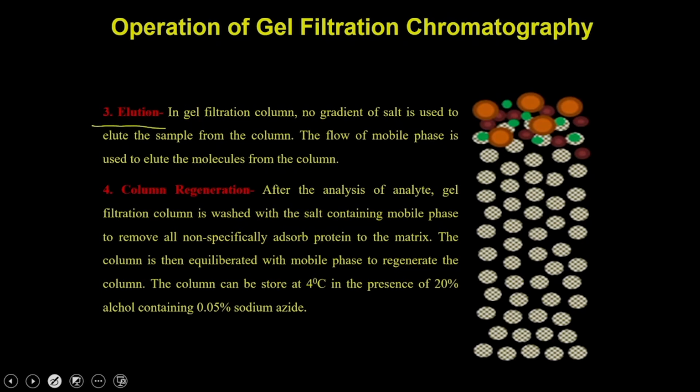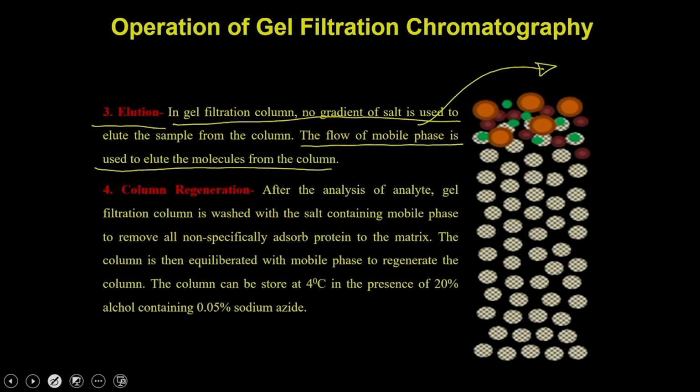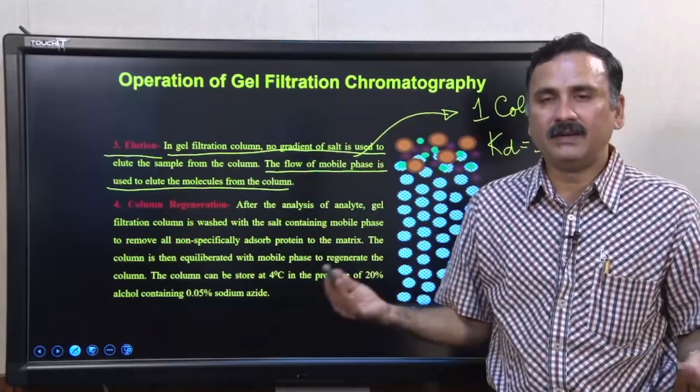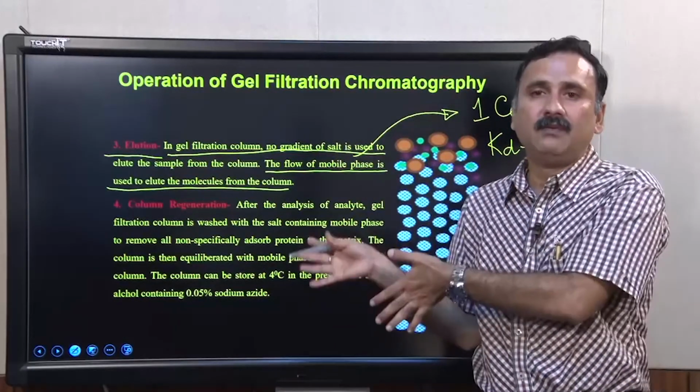Elution. There is no elution as such when you run this, so there is no gradient of salt or something to elute the samples. If you flow the mobile phase, the molecules are going to be eluted from the column. The only thing you have to remember is that in the gel filtration column, everything is going to be eluted by one column volume, because the Kd is going to be 1 for most of these molecules, and any molecule which has a Kd of 1 is going to be eluted even in one column volume.